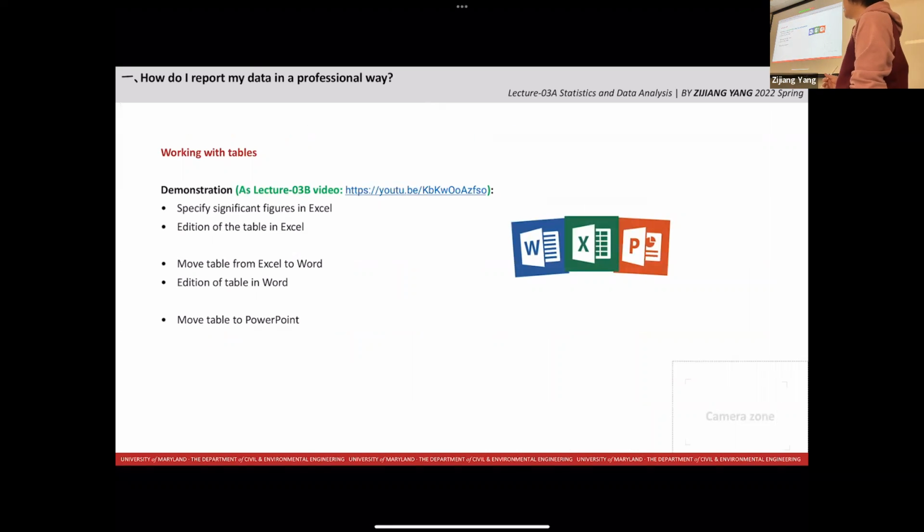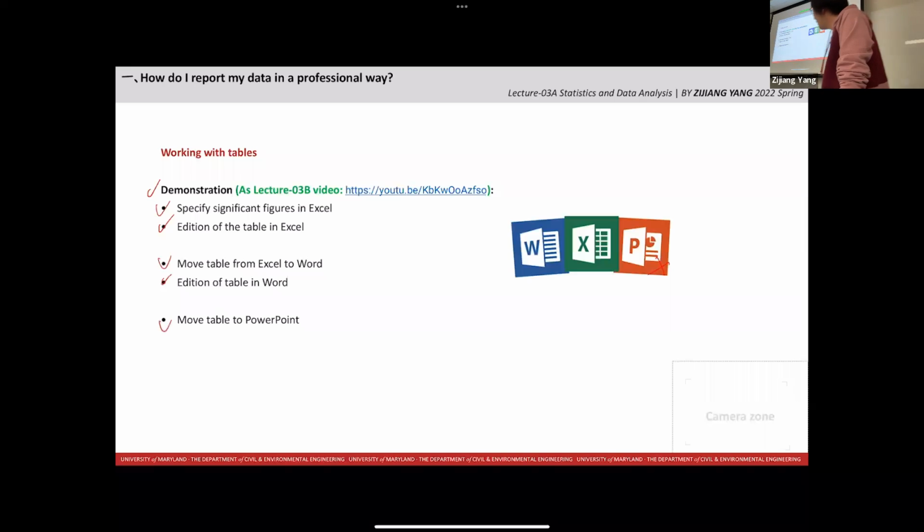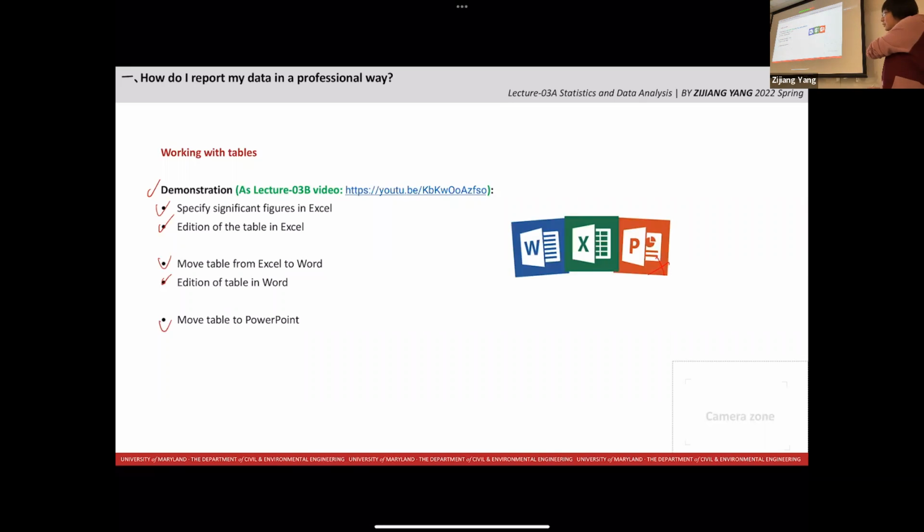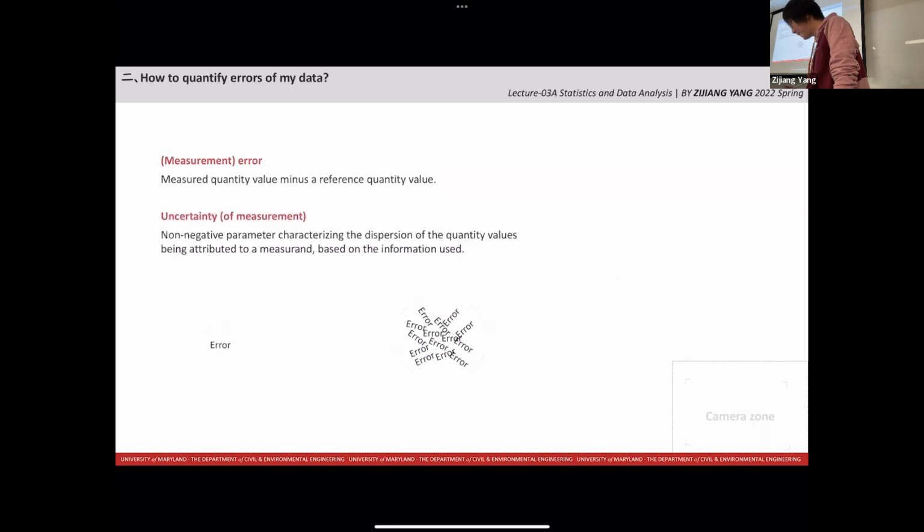When we are doing the homework, we may also need to work with tables, like with Excel and Word, probably no PowerPoint. And here I made a demonstration of these things. So if you are not quite familiar with working with data between Word and Excel, you may take a look at this. So next, we are going to talk about the errors.